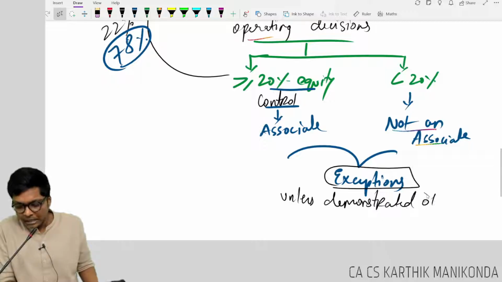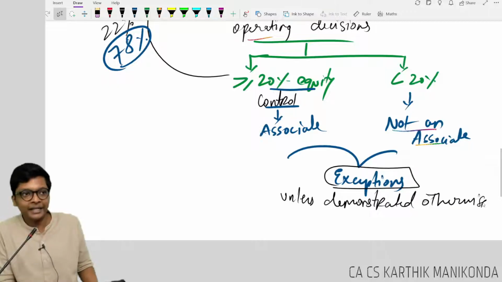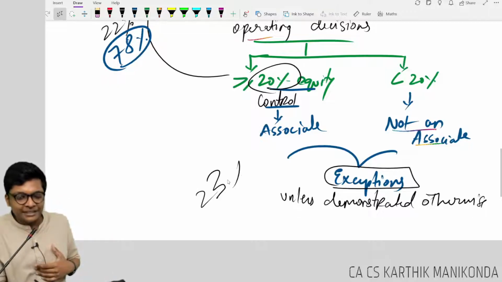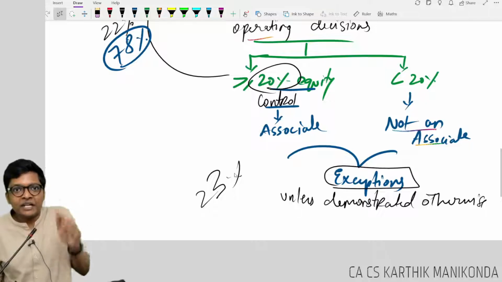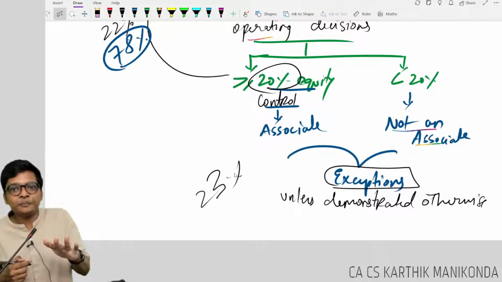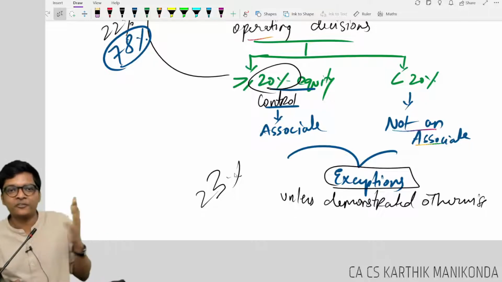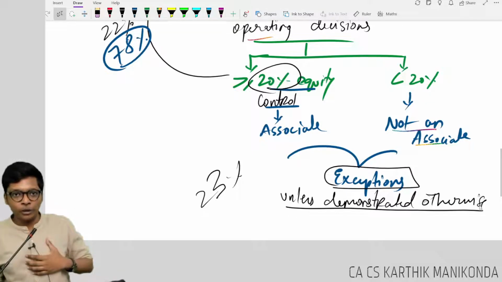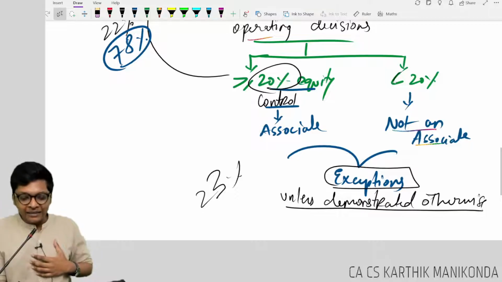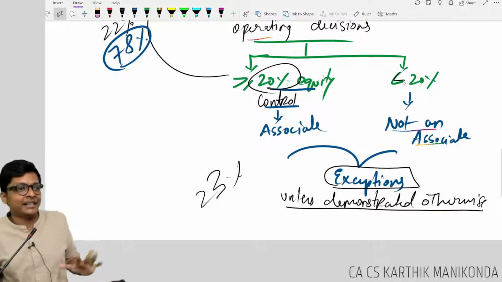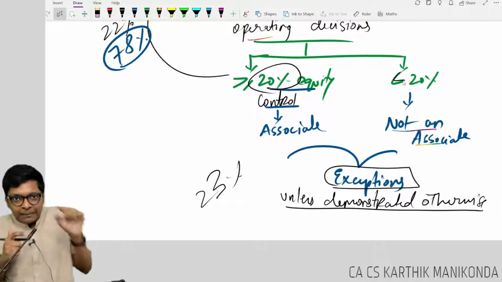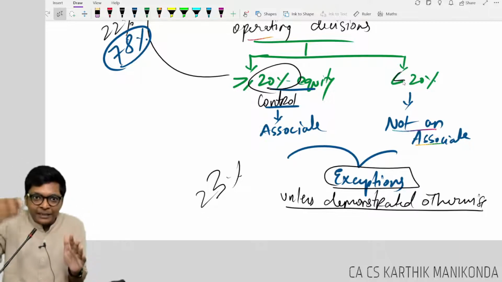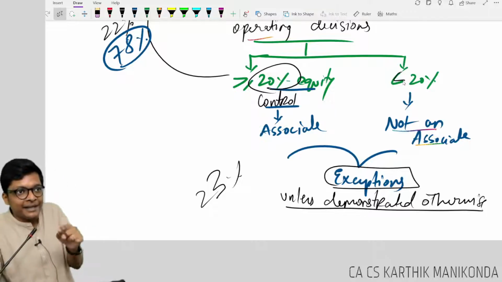demonstrated otherwise. Meaning, even if I have more than 20%, let's say I have 23%, I may not be an associate if I don't have ability to participate in operating in financial decisions. I am a dummy person, don't write dummy in exam. Unless demonstrated otherwise. Are you following? The opposite also. Sir, I have less than 20%, like Dhoni, only 1% I have. Example. As per numbers, you are not an associate, but I have the ability to participate in all of this, then I become an associate.